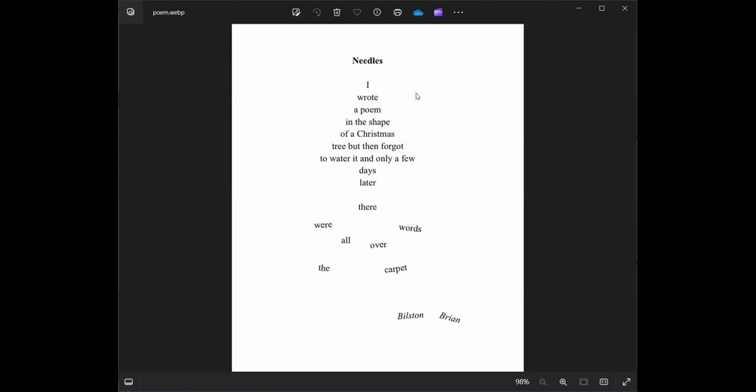It's a poem about a Christmas tree, and the first part is the words are laid out in the shape of a Christmas tree on the page. And then when it tells us there's words all over the carpet, the words are spread out on the page. Good. Anything else you notice with this text that something's missing that you would expect to see in other types of writing?